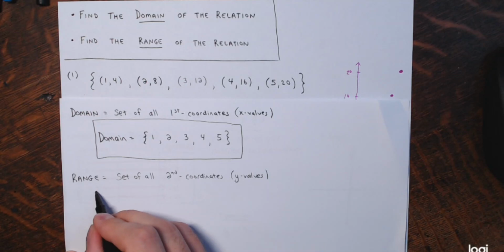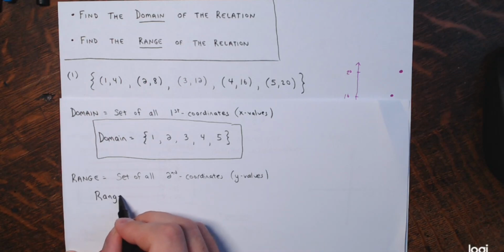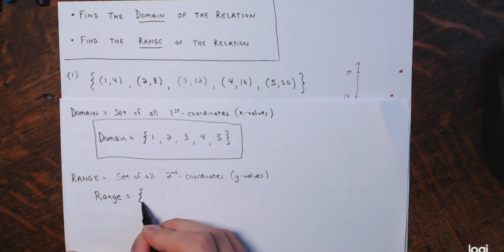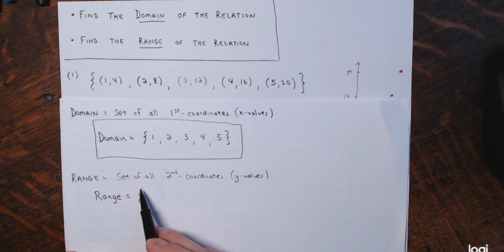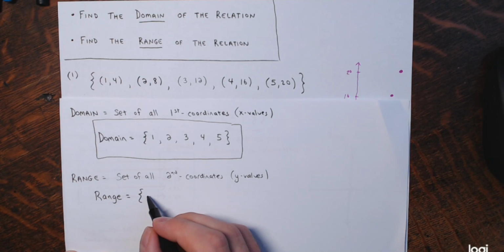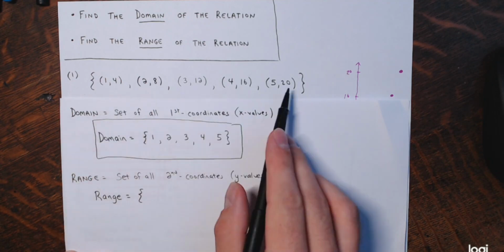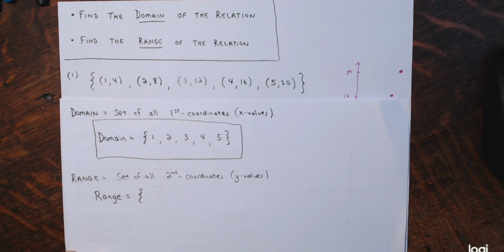Alright, so for this first example, the range, again it's a set, so I'm going to use these curly braces. And just go through the ordered pairs, and again I'm not going to repeat anything. If there are any repeats, there's no need to write them twice, you just write them once.